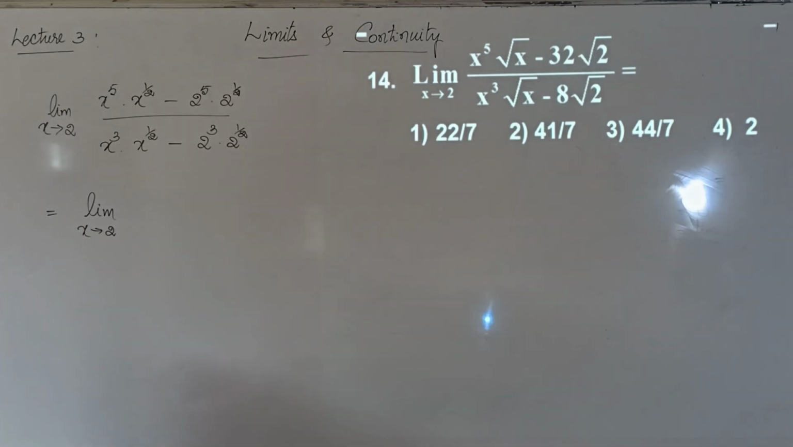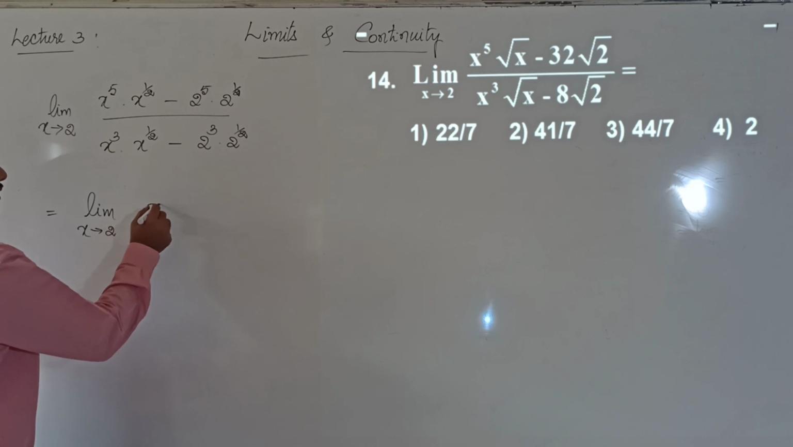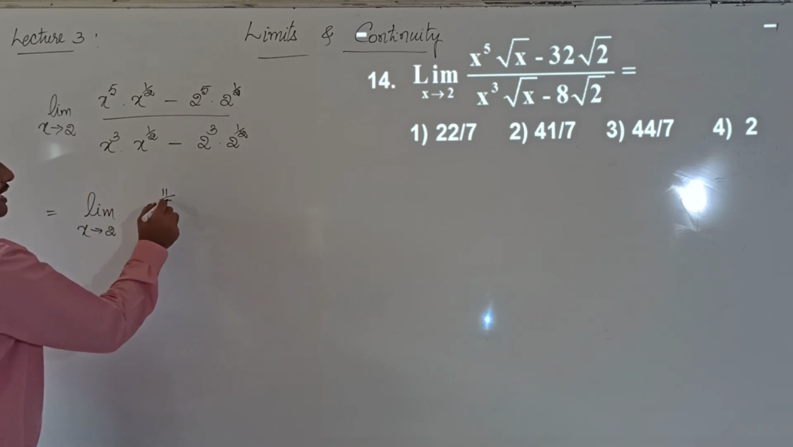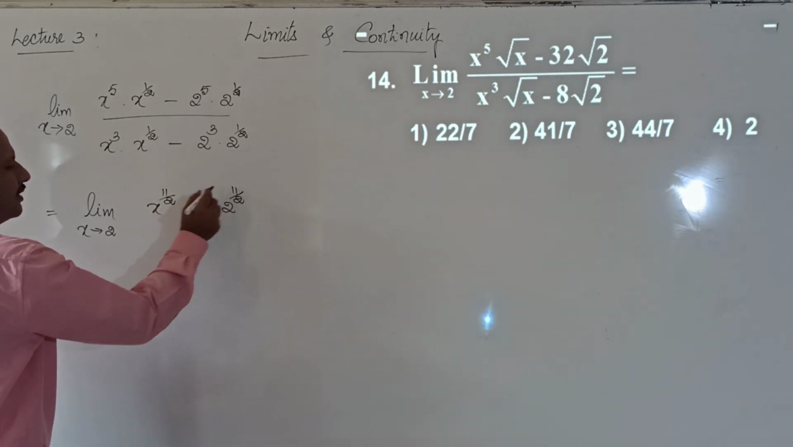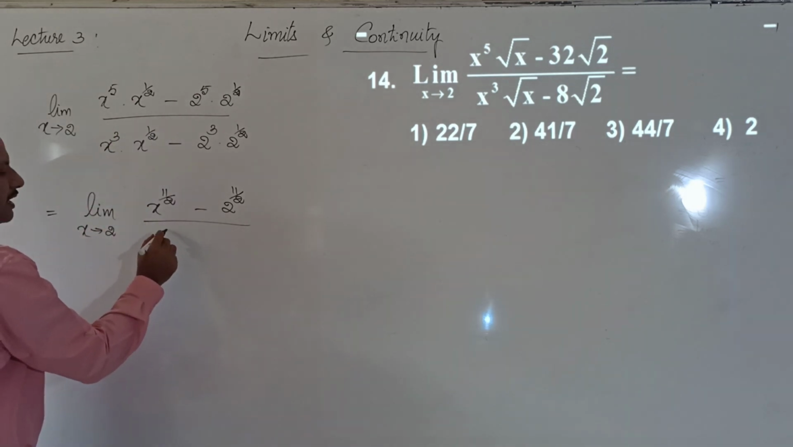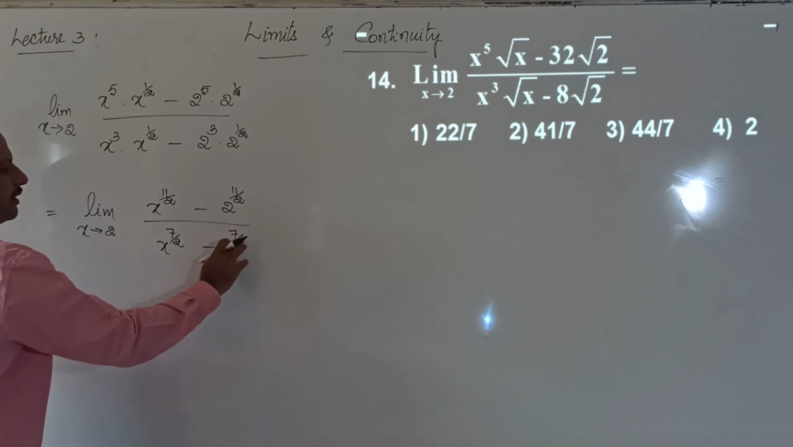limit x tends to 2, x to the power 5 into x to the power 1 by 2. That can be written as x to the power 5 plus 1 by 2. 5 plus 1 by 2 is 11 by 2. Right? 2 fives are 10, plus 1 by 2, 11 by 2. x power 11 by 2 minus 2 power 11 by 2, divided by x to the power 3 plus 1 by 2, that will be 7 by 2. x power 7 by 2 minus 2 to the power 7 by 2.